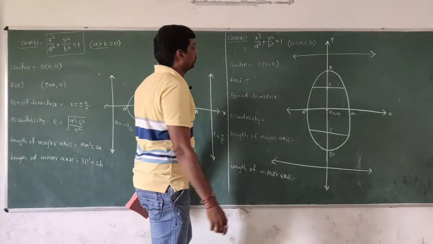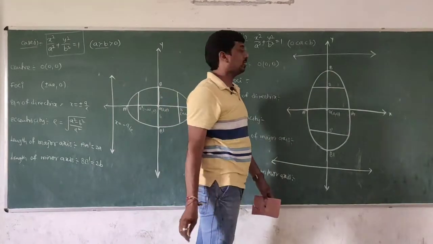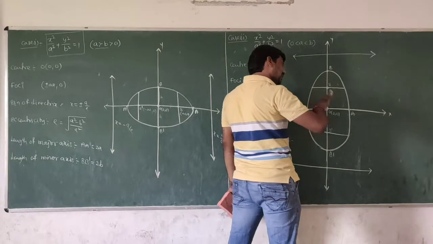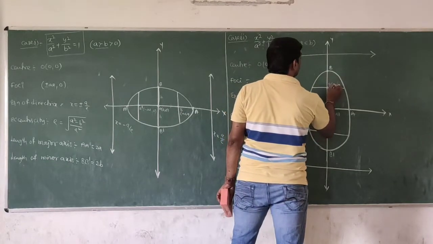Now case 2. Clearly the center is 0, 0. Next, the foci. These are the foci which lie on the y-axis. That's why the coordinates are 0, b.